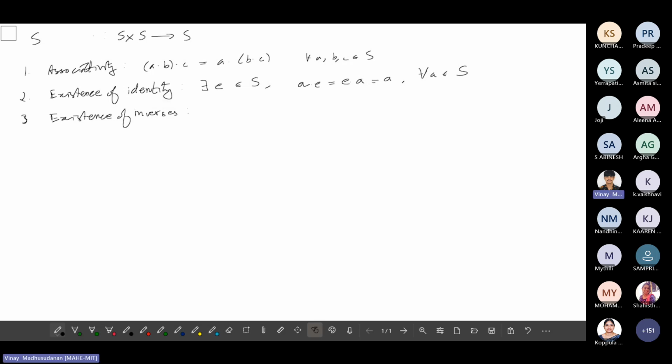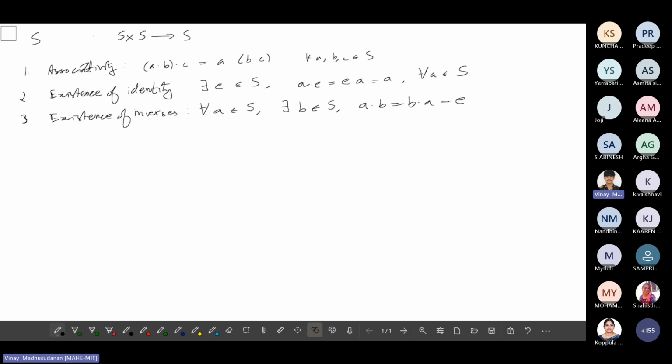The existence of inverses: for all A in S, there exists B in S, so that A dot B is equal to B dot A is equal to E, where E is the identity element defined in the previous axiom. So for this to make sense, this axiom is required, or this property is required.